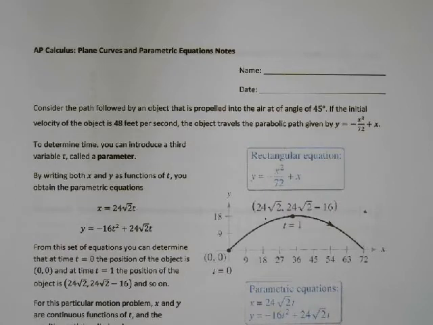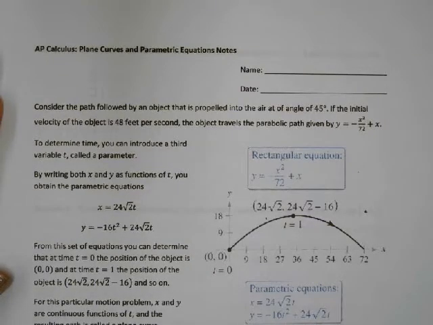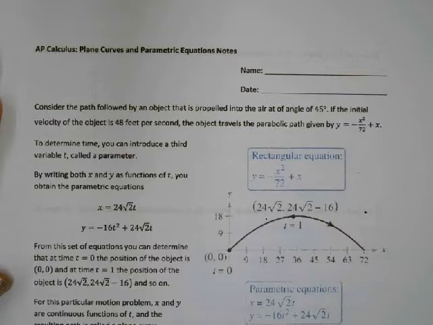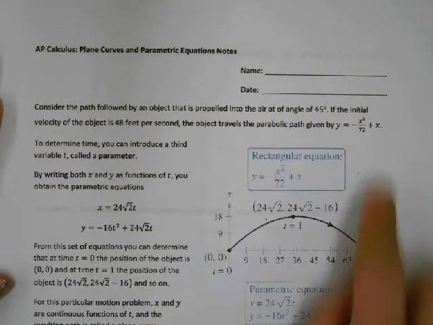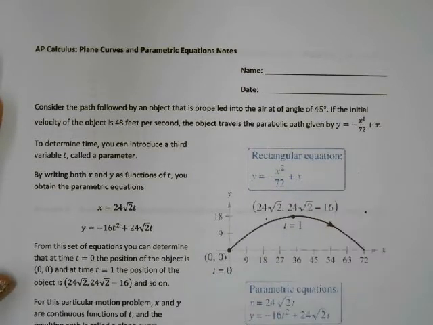All right, so in this video we're going to be talking about plane curves and parametric equations. So if you consider the path followed by an object that is propelled into the air at an angle of 45 degrees, if the initial velocity of the object is 48 feet per second, the object travels a parabolic path given by this quadratic right here.